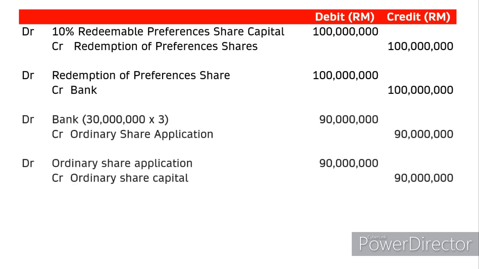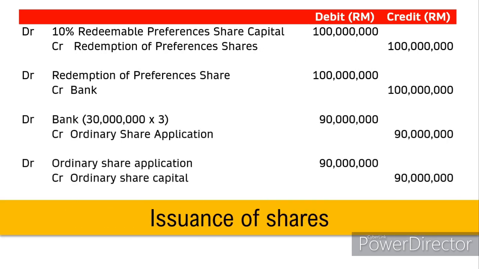Next, we need to cover back the capital that we have redeemed. So the company issued some shares. This transaction is to record the issuance of shares. Debit bank, the amount you receive from investors, 90 million. And then credit ordinary share application, also a temporary account. And debit ordinary share application and transfer it to your equity account, which is ordinary share capital.